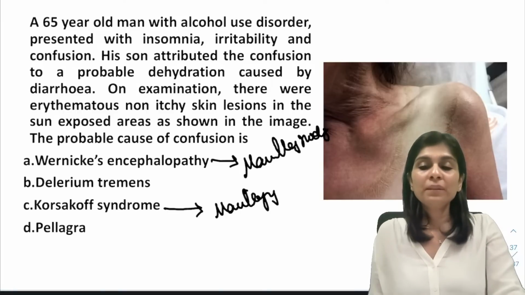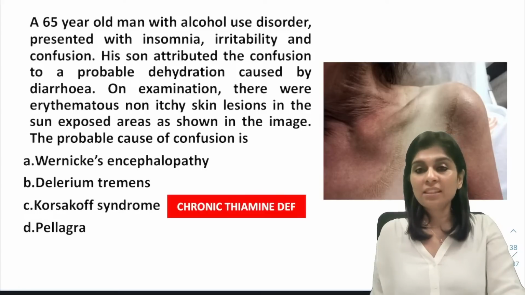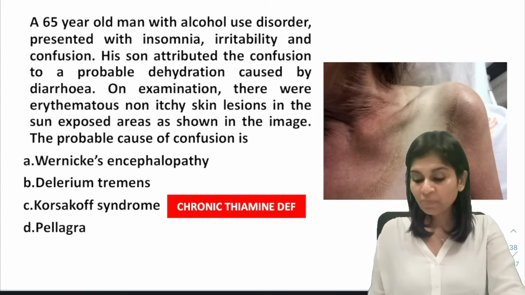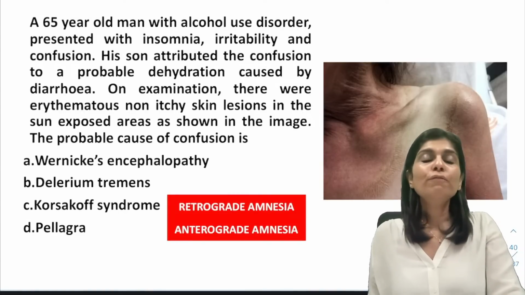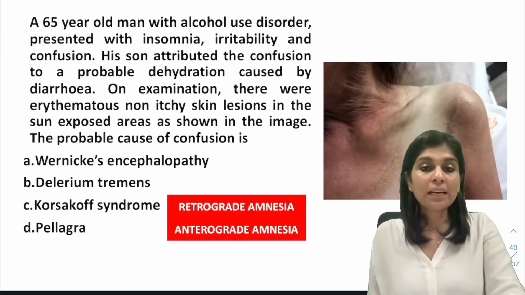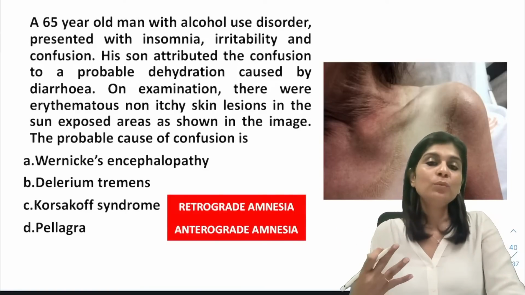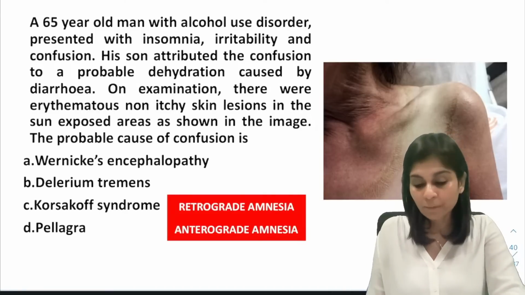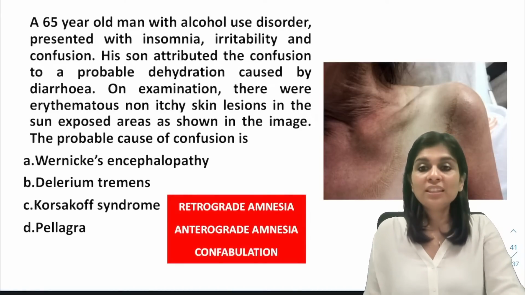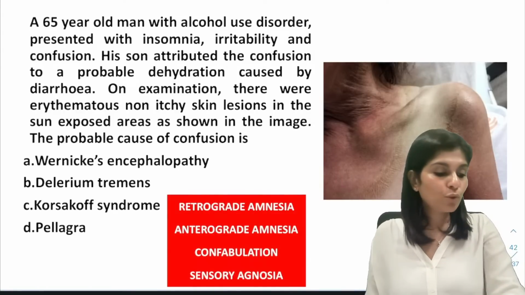So the person presents with retrograde amnesia, anterograde amnesia. Chronic thiamine deficiency or Korsakoff syndrome will present with retrograde amnesia, anterograde amnesia. Because of memory loss, to fill up the gap, the person will start building stories. The person will start fabricating stories. That is called confabulation. Okay, confabulation and sensory agnosia. So these are the features of Korsakoff syndrome.